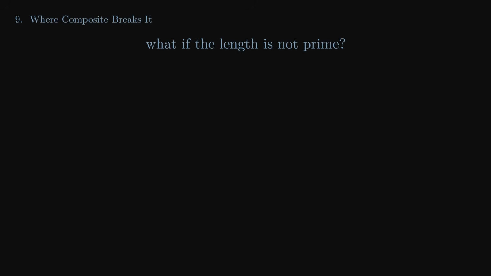Now for the question the whole video has been circling. Why prime? What actually goes wrong if the length is a composite number? Let us break it on purpose.